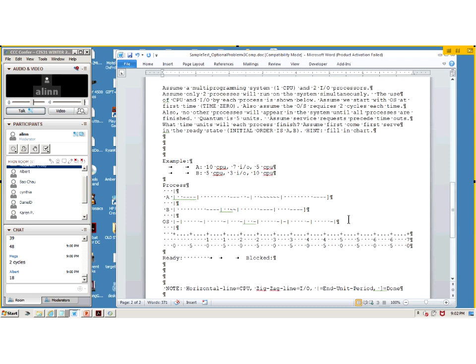But the answer is this: A finished at 46 units, and B finished at 39 units. And then the OS had 18 units of work.